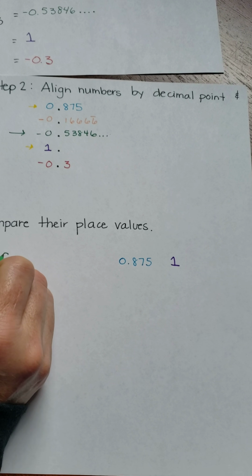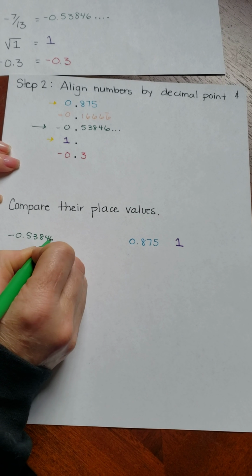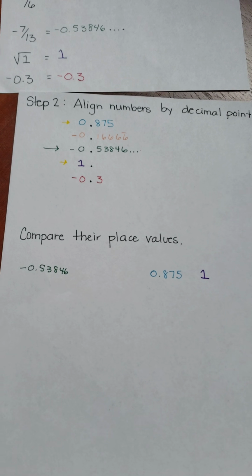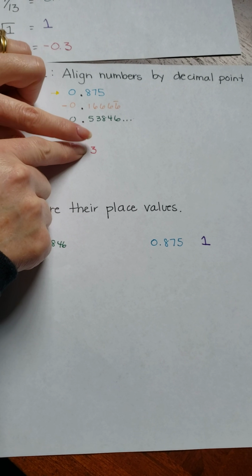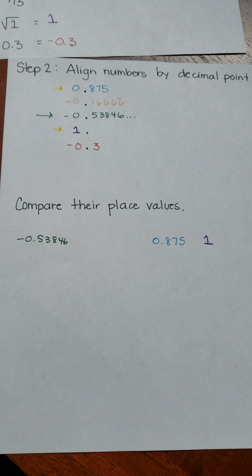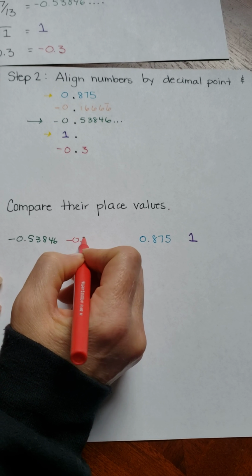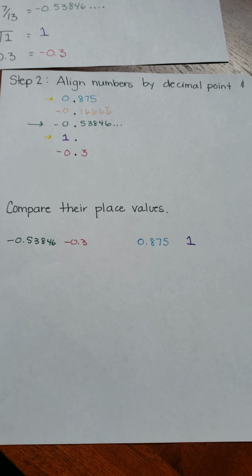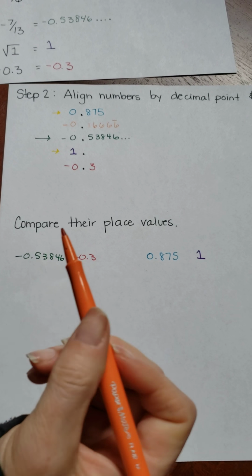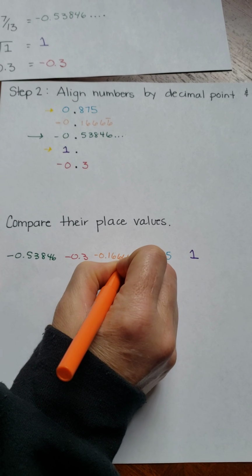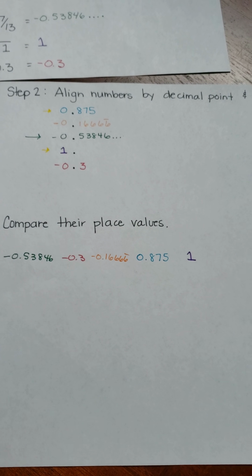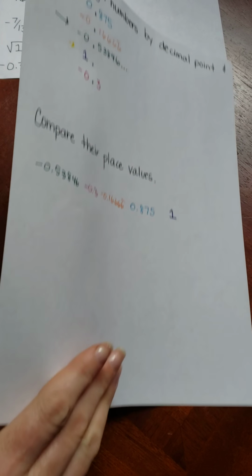So negative 0.53846 is our smallest. The next smallest would be negative 0.3. Remember, we're going down. So negative 0.3. And then last but not least, negative 0.16666 repeating.